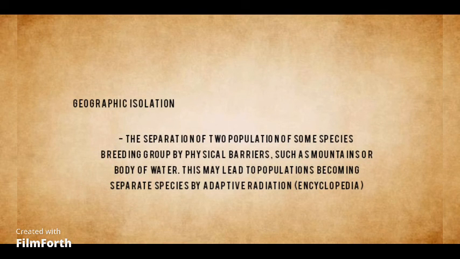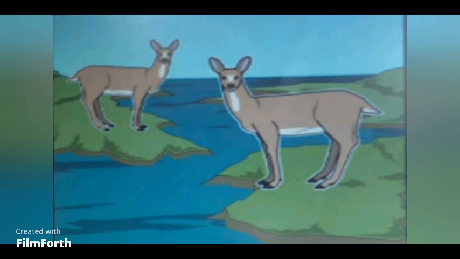So first is, what is geographic isolation? According to Encyclopedia, it is the separation of a population of some species breeding group by physical barriers, such as mountains or bodies of water. This may lead to populations becoming separate species by adaptive radiation. Meaning, when a continuous population is divided into two or more smaller populations due to changes in the environment.